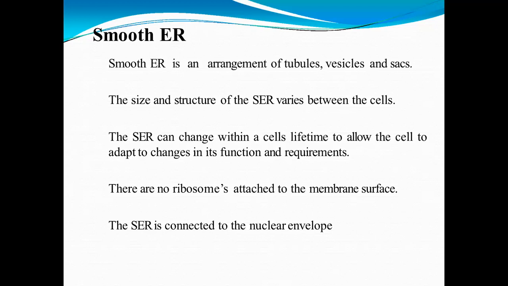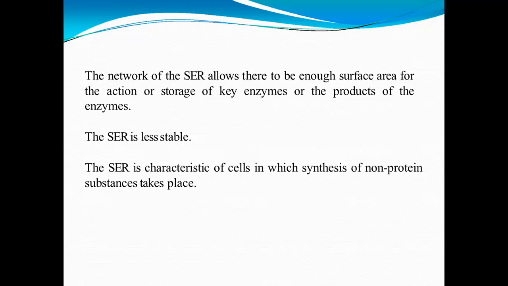Smooth endoplasmic reticulum is connected to the nuclear envelope, as we already saw in the figure, that both rough endoplasmic reticulum and smooth endoplasmic reticulum attach to the nucleus and nuclear membrane, like a budding off of the nucleus. The network of the smooth endoplasmic reticulum allows there to be enough surface area for the action or storage of key enzymes or the products of the enzymes.